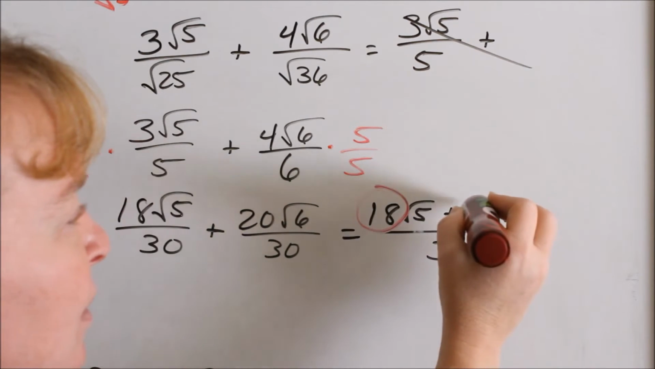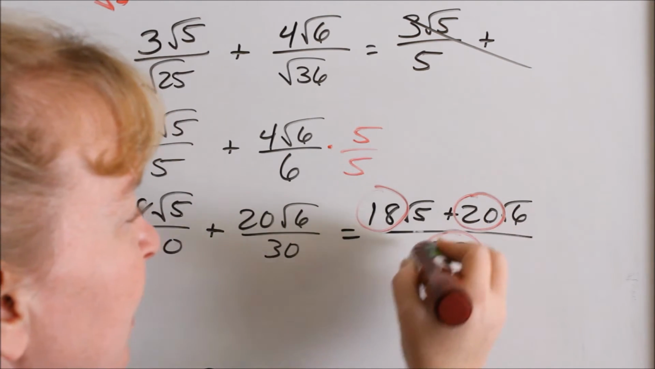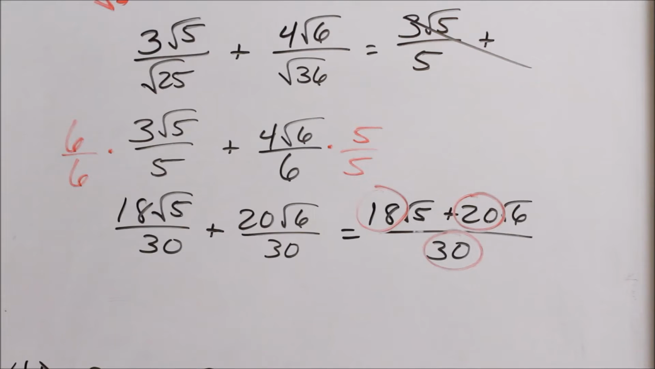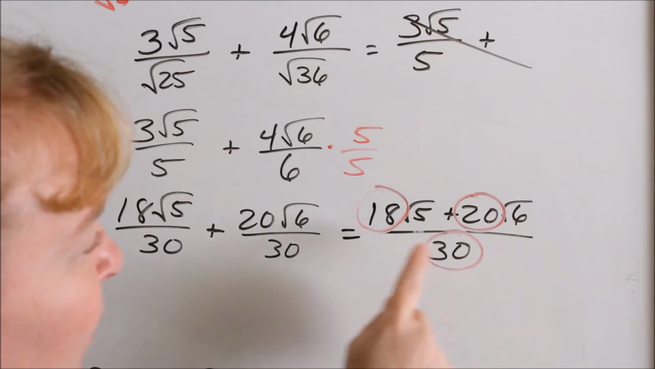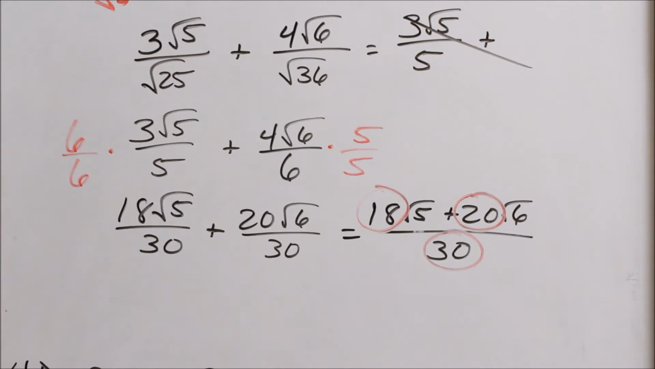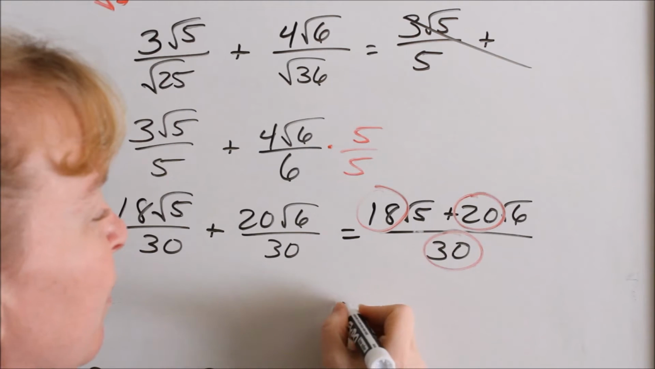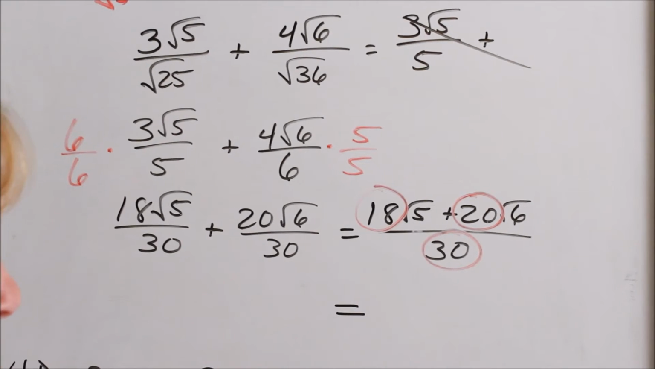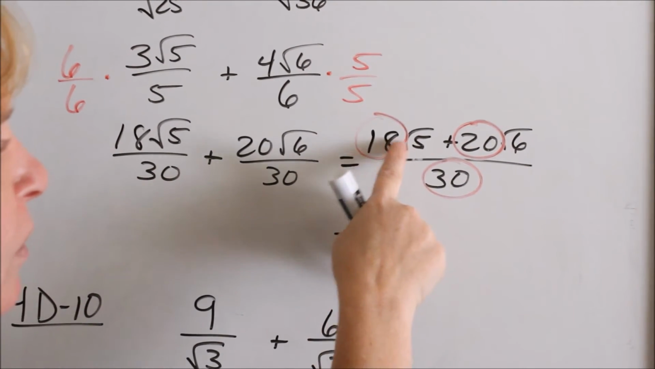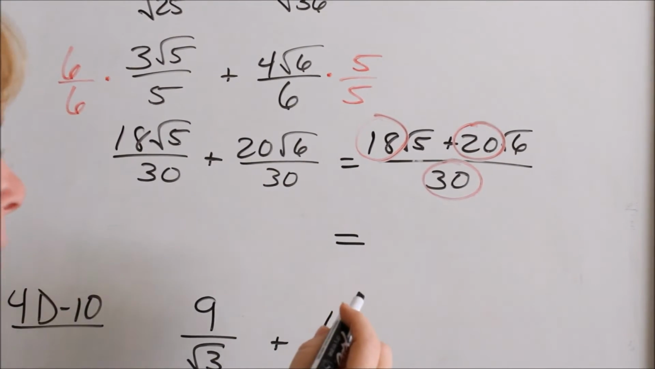I can reduce 18, 20, and 30 all by the same number. You can only reduce if you can reduce all three of them by the same number. So I can reduce 18, 20, and 30 all by 2. But I have to be able to reduce all three of them. If I can only reduce 2, you don't do it. You have to be able to reduce all 3 or you don't do it. So I'm going to reduce all 3 of them by 2.